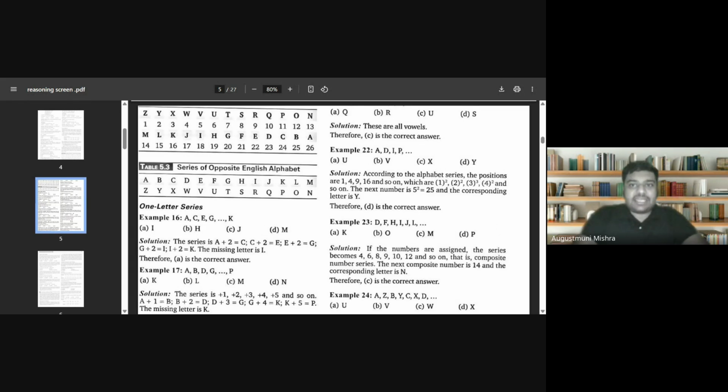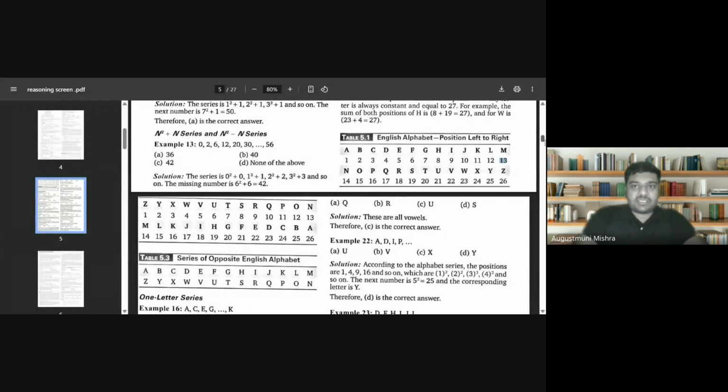So here is again the pattern, like A, D, I, P, because we are now solving questions of mixed alphabets and numerical orders. That's why the pattern of the question has changed. So you have to use numbers and alphabets together. So A, D, I, P. Here the first letter is A, then D, then I. The first letter is A, then the fourth letter is D, then 5, 6, 7, 8, the ninth letter is I.